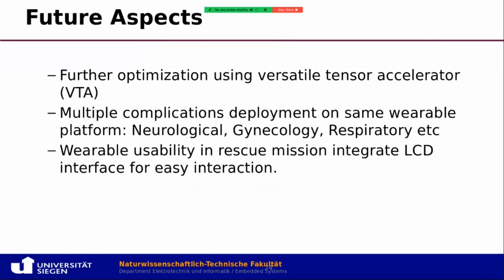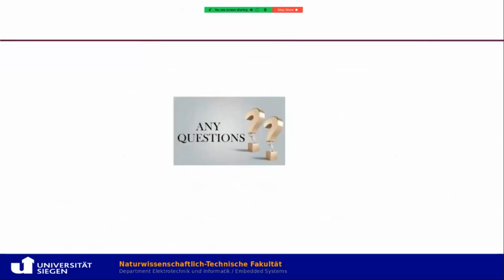In future work, we can look at putting things like the Versatile Tensor Accelerator into the TVM, and we could run multiple applications simultaneously and form a single wearable for the rescue operation. Thank you. If you have any questions, I'll be happy to answer.